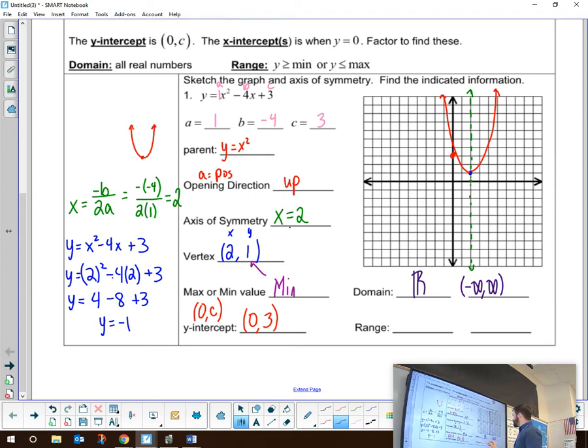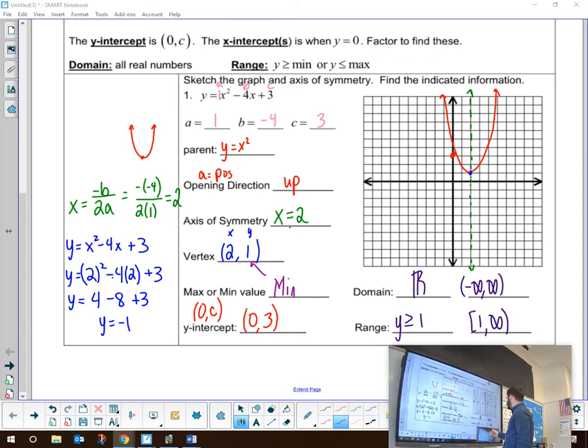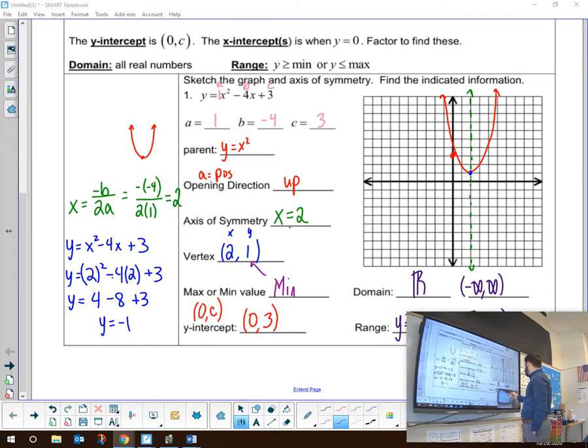So my range is going to be y is greater than or equal to my minimum, which is my 1 and my vertex. So it's going to be y is greater than or equal to 1, or brackets 1 to infinity. Okay? All right. So there's that.